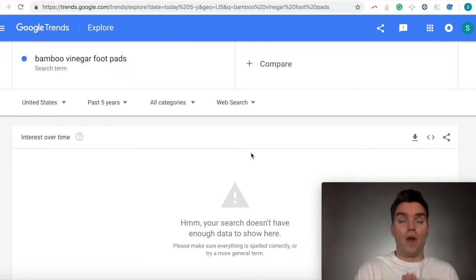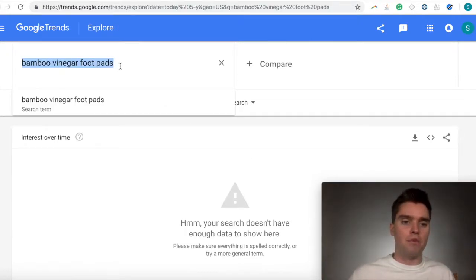So what I like to do is type in my keyword and see if there's any data on that. If there is, great, that's wonderful. But if not, in this case, bamboo vinegar foot pads, I might do something more like detox foot pads, and then I find data about that, so then I'm good there. But let's say you're selling a certain type of camping equipment that's really unique, but you can't find any information about this thing.